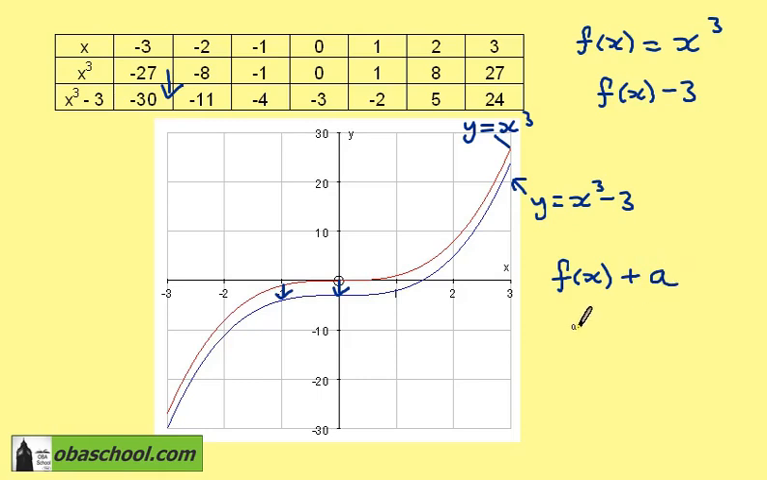Generally then, for this transformation, f of x plus a, we get f of x shifted by a units upwards. So if a is a positive number, as we saw with a equal to 2, the graph moves upwards by 2 units, and if it is a negative number, as we saw with a equal to minus 3, the graph will shift downwards.